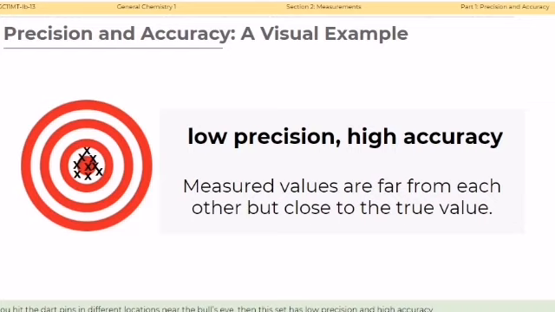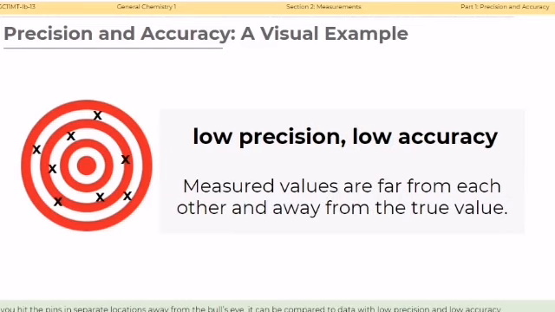Now, if you hit the darts in different locations near the bull's eye, then this set has low precision and high accuracy. And lastly, if you hit the darts in separated locations away from the bull's eye, it can be compared to data with low precision and low accuracy.